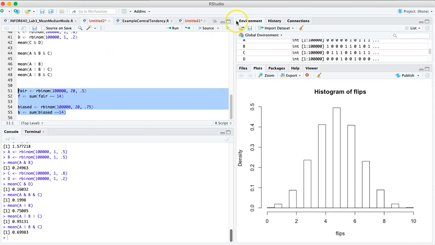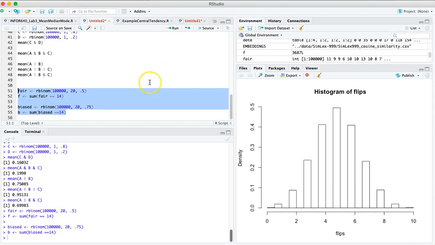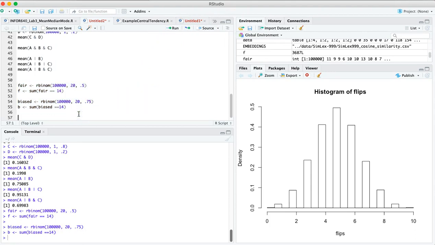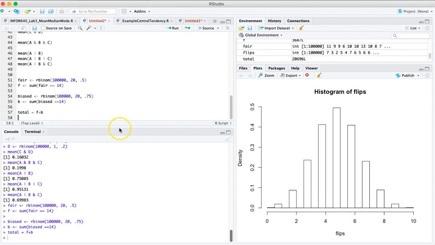Okay, and I'll run these 2 lines of code. All right, and I didn't ask it to print anything, so the only reason that I know that it ran is that it appears down in the console here. And I'm going to set my total equal to F plus B. Okay, so this is how many times my fair coin came up heads 14 times and how many times my biased coin came up heads 14 times. Okay. Run that code, store it in memory.